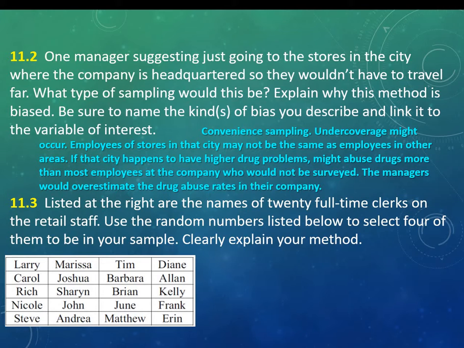So here we've got undercoverage might occur. Convenient sampling results in undercoverage. Employees may not be the same as in other areas. How so? You always want to justify this because remember, this is all about context. So, they're just going to be different and leave it at that. Give me a reason why they might be different. And here's something that nobody mentioned. It's in the city. Cities are bad. Lots of drugs and violence in the cities. So if we're doing this, then there might be a higher occurrence of drug abuse.